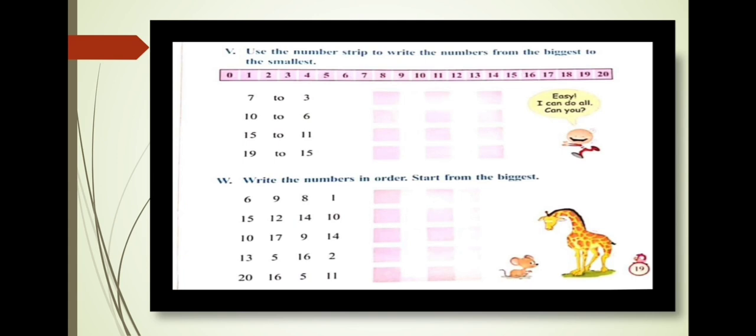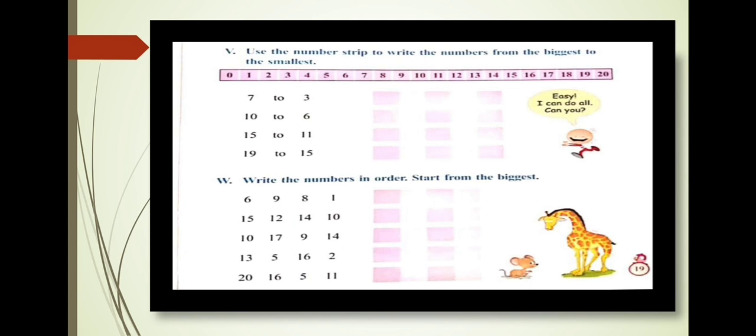So, tell me which is the biggest number from 4, 5 and 6? Yes, the biggest number is the number 6. So, it will come in the first box. Then, the number smaller than the number 6 is the number 5. So, it will come in the second box. Now, the smallest of these three numbers is the number 4, and it will come in the third box.